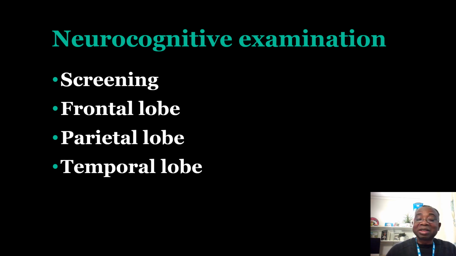Sensory extinction test. When one side is tested at a time, sensation is normal, but when both sides are tested simultaneously, the sensation is appreciated only on the normal side. The lesion is contralateral to the side with sensory extinction.